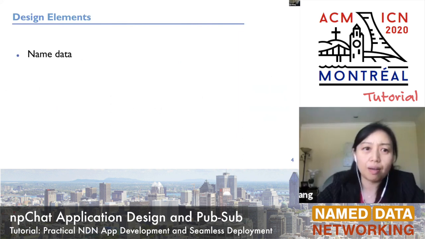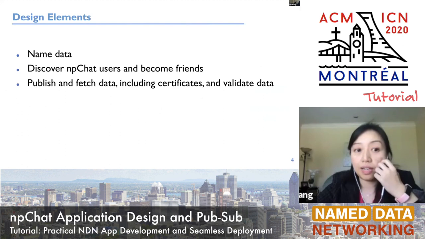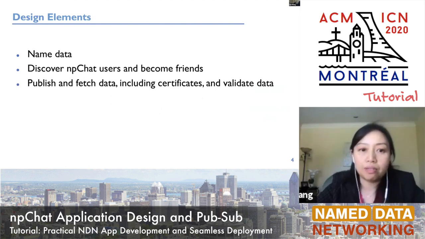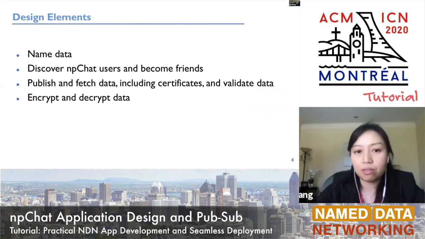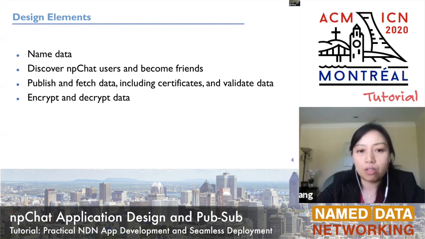So first, I'm going to talk about how the users name their data and how they discover other users and become friends, how they publish and fetch data, how the application encrypts and decrypts the data, so everything is secure. Only friends, authorized friends, can access the data. But I'm not going to focus on this part due to time constraint.